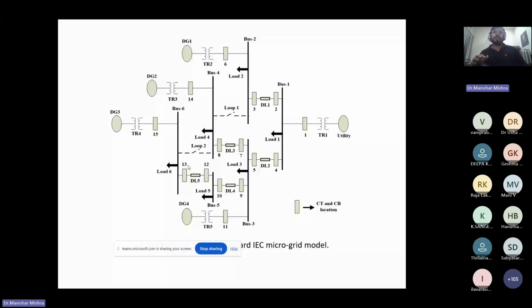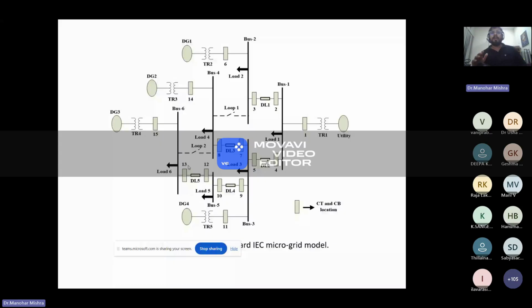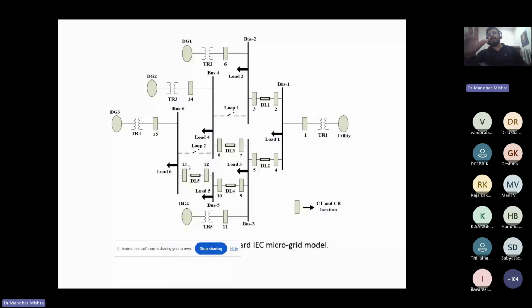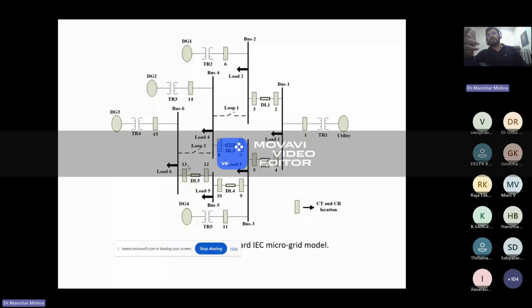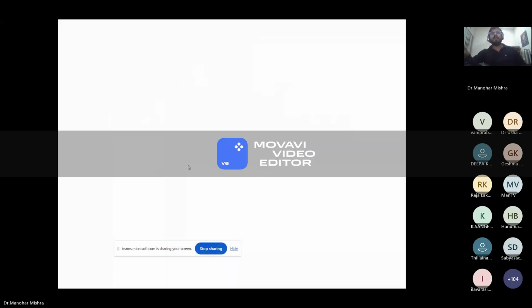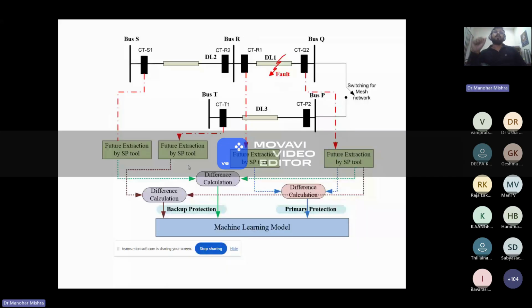And here you can see the dotted line. If this loop is closed, then the power will be bidirectional, and it will be like a mesh network. So we tested the system with a radial network and also with the meshed or ring based system. This is the total system that we have used, with differential protection.